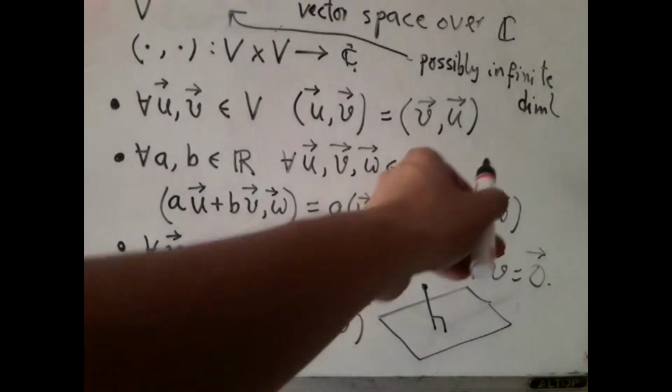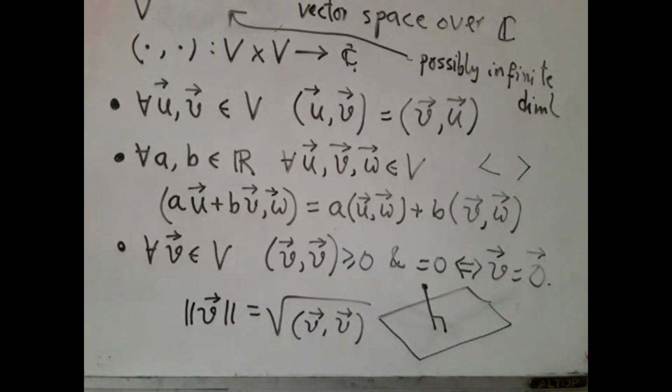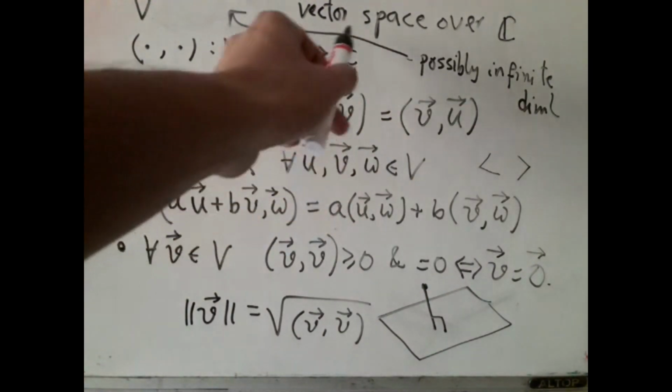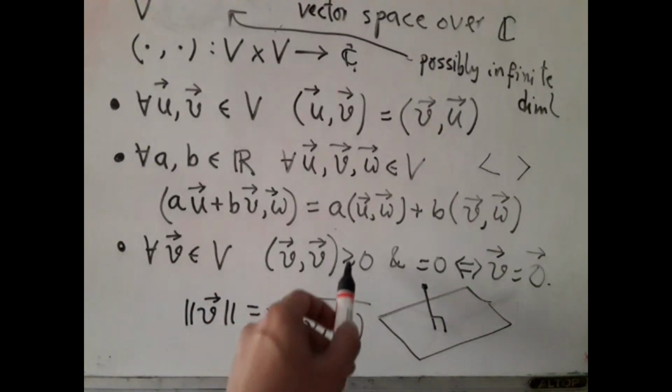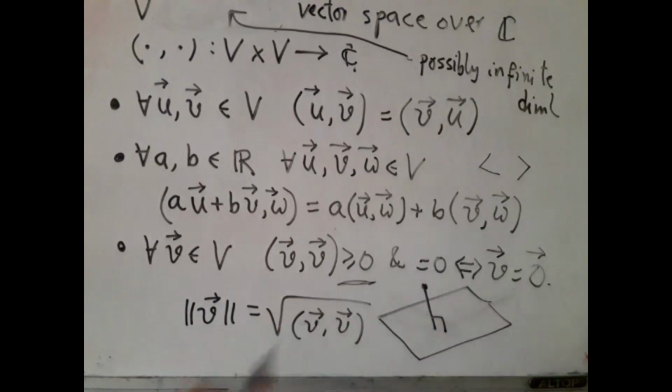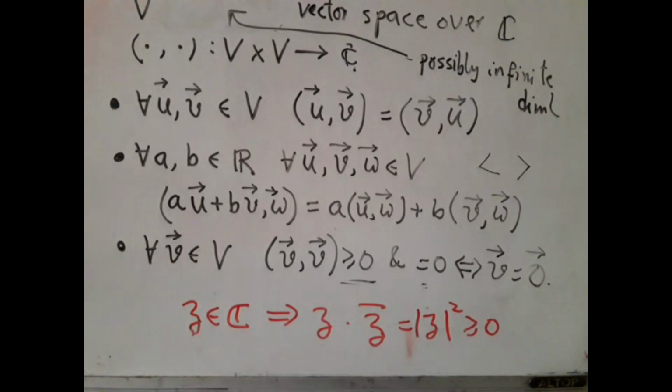Unfortunately, there is no comparison like greater than or less than in C. So, though we allow ⟨u, v⟩ to be some element in C, we must not allow ⟨v, v⟩ to be any arbitrary element of C. We still need this to be a non-negative real number. This we cannot relax. In order to guarantee this, we need to do certain technical modifications to the other properties, and all these technical modifications are based on the fact that if z is any complex number, then z times its complex conjugate gives you the modulus squared, which must be a non-negative real number.